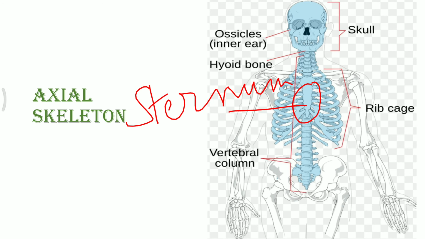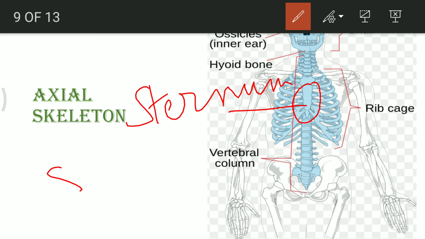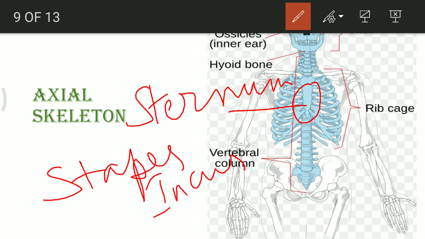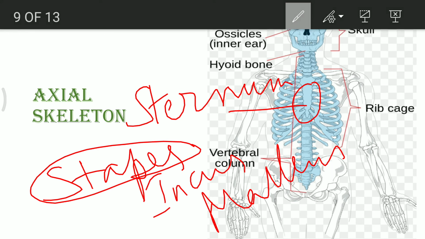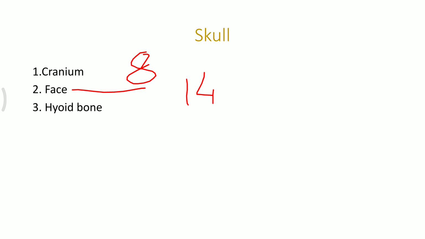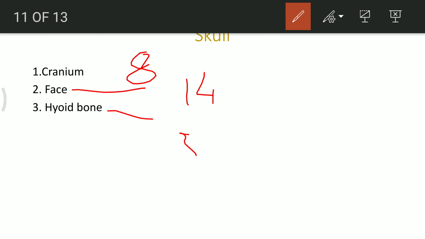There are 3 ear ossicles, and the smallest bone present in our ear is the stapes. You should remember the name of the smallest bone. It is the stapes. The ear ossicles consist of three bones: stapes, incus, and malleus. We will be discussing only the stapes because it is the smallest bone, and we should know about the smallest bone. So in that way, the hyoid bones turn out to be three.